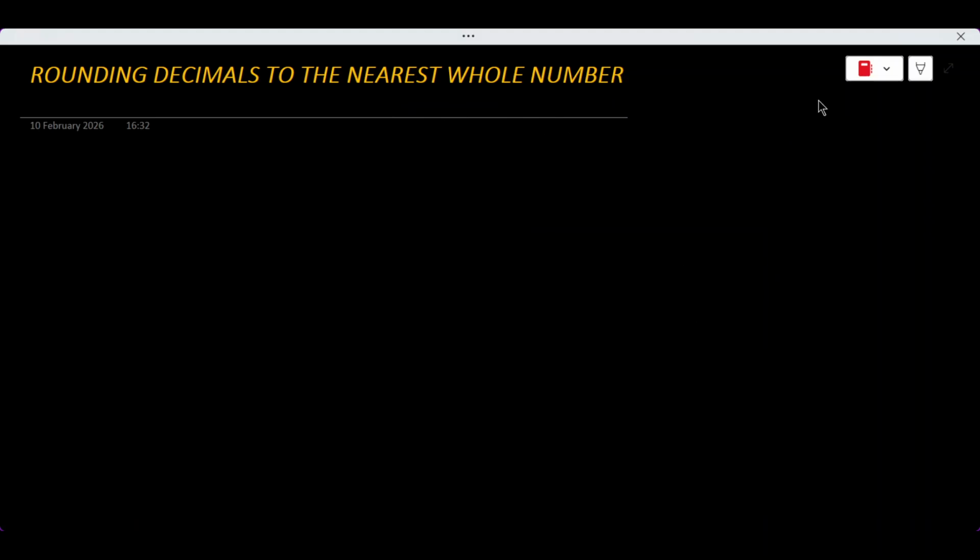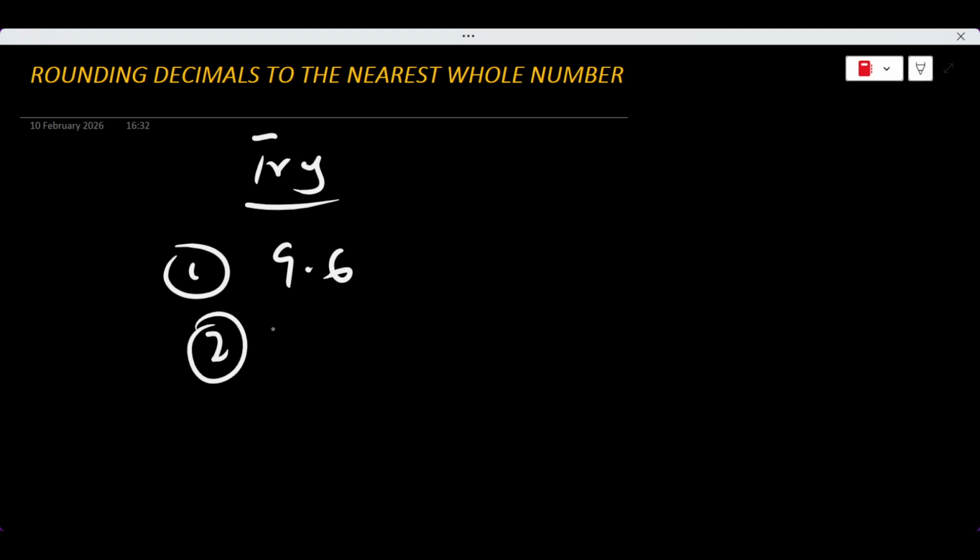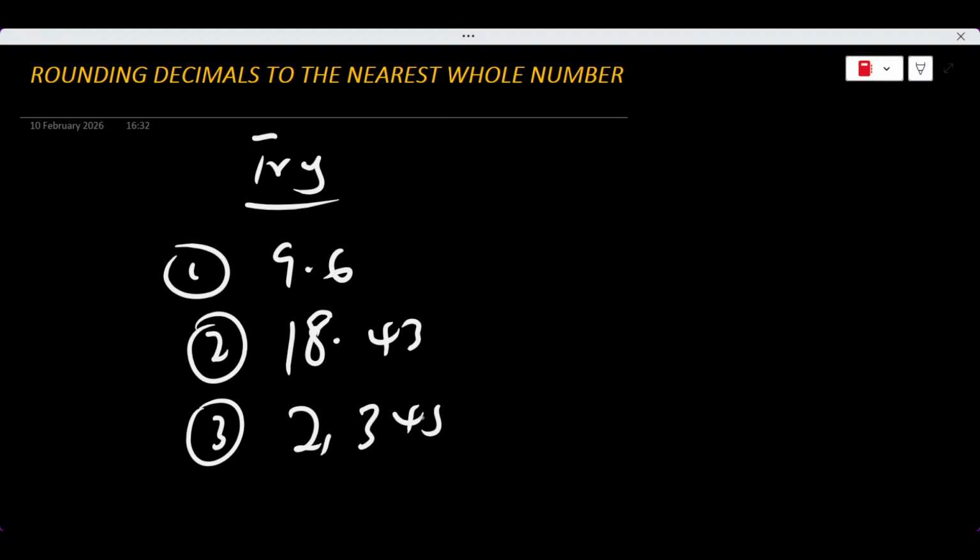And that is it when it comes to rounding numbers to the nearest whole numbers. Now it is your turn to pause the video and try your hands on these practice questions. Now, question number 1. You are to round 9.6 to the nearest whole number. Number 2, you are to round 18.43 to the nearest whole number. And finally, you are to round 2,345.57 to the nearest whole number.